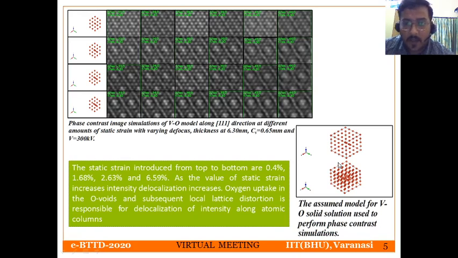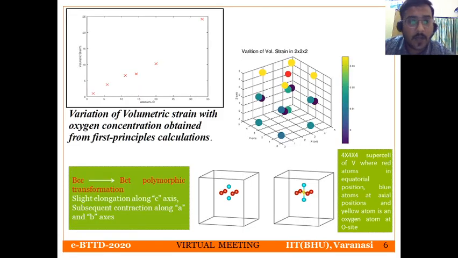The next part of the work is the first principles calculation, where a vanadium supercell along with oxygen at its energetically favorable octahedral void has been simulated using the Vienna ab initio simulation package, and it's worth mentioning that this part of the work has been done by a BTech undergrad student of our department. So what he found out was there is a systematic rise in the volumetric strain with more and more uptake of oxygen, but that strain is not uniform throughout the matrix.